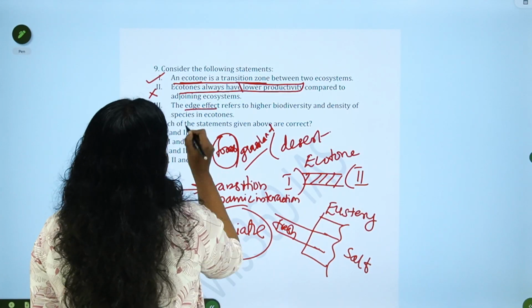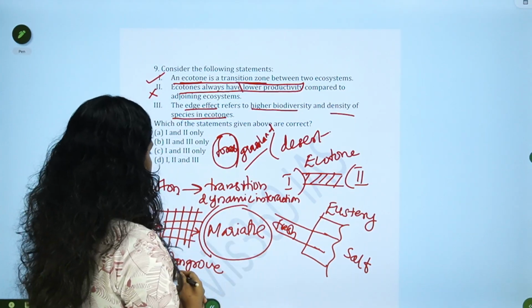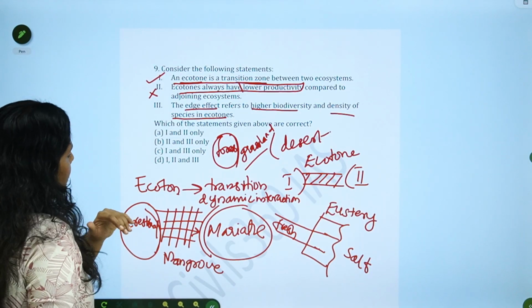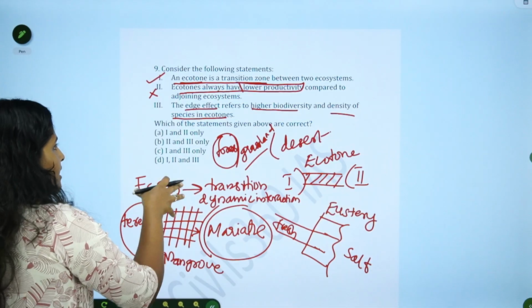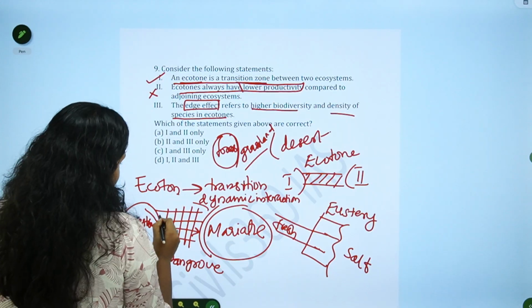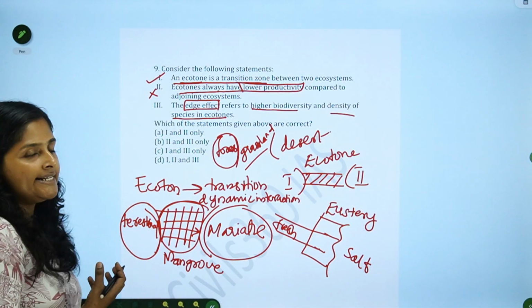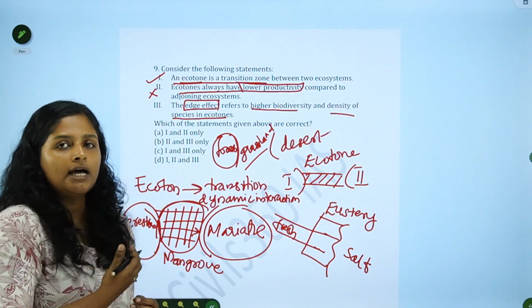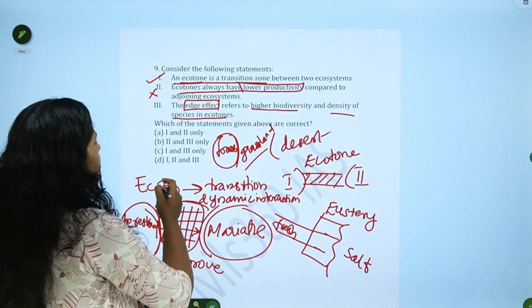Now, edge effect refers to higher biodiversity and density of species in ecotones. As I mentioned earlier, since it is a transition zone, it holds species from both the ecosystems and it is rich in biodiversity. That richness in biodiversity is called edge effect. Since it acts as an edge and it holds rich biodiversity, this is called edge effect. All the ecotones have this edge effect, that is, it holds a higher number of species, rich in biodiversity. So third statement is correct.